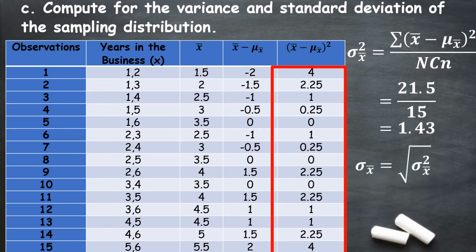Then for the sample standard deviation, it's just the same. We'll just get the square root of the sample variance. So getting the square root of 1.43, we will have 1.2 as the sample standard deviation.